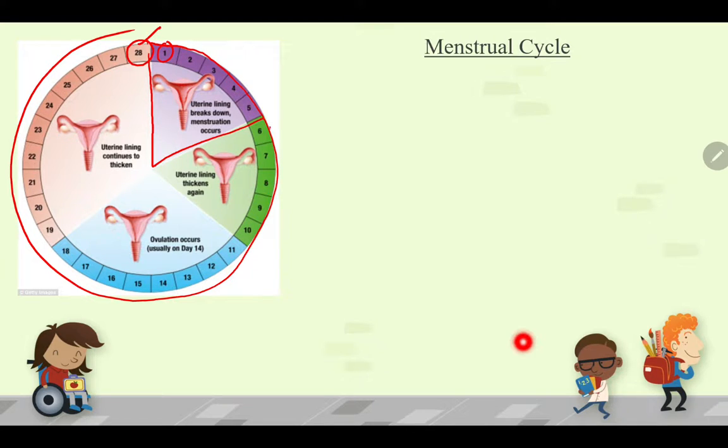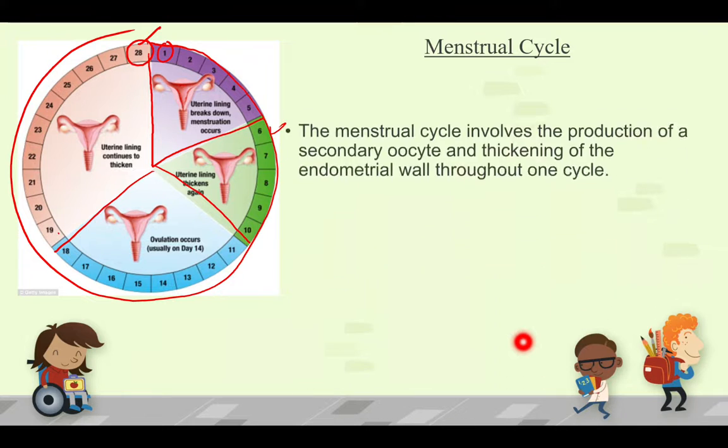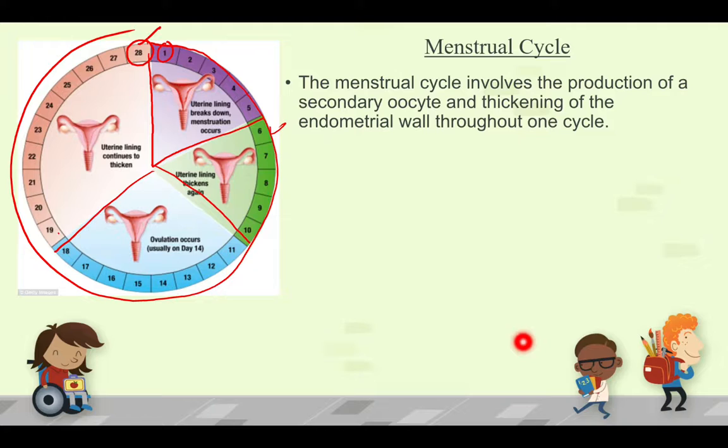The second phase occurs on day 6 until day 10, followed by the third phase on day 11 until day 18. The last phase occurs on day 19 until day 28. So different things occur during different phases. So what happens during the menstrual cycle? There are 2 main things that occur during the menstrual cycle.